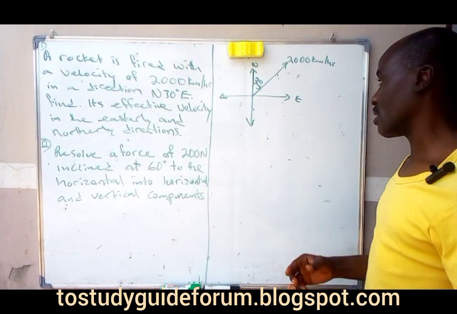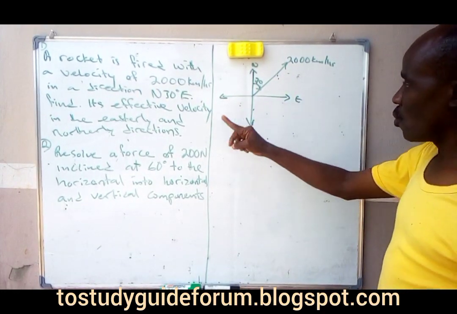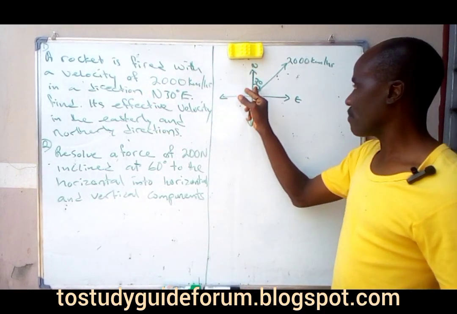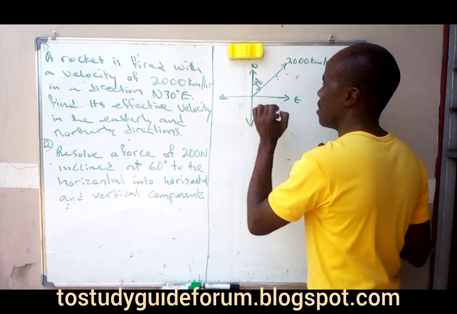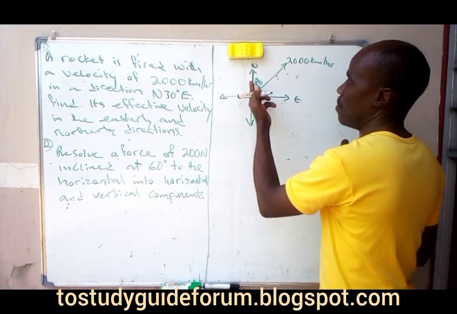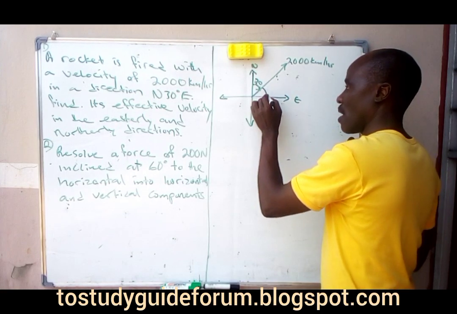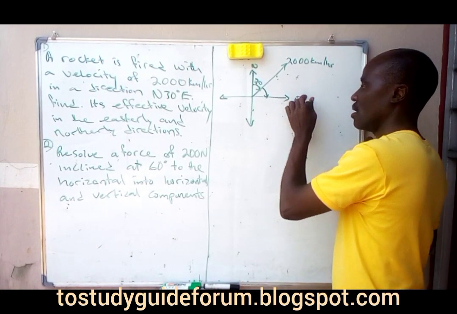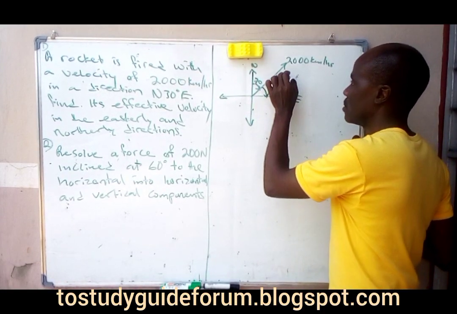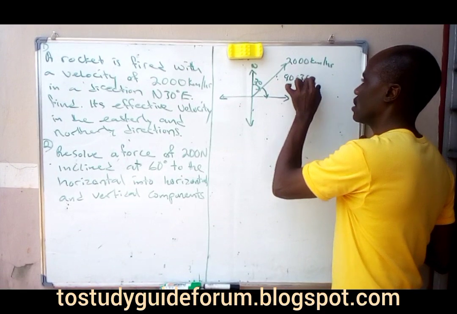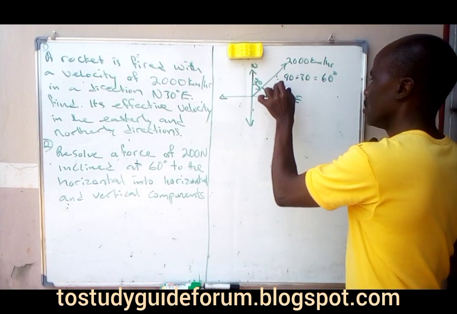Now there are many ways we can solve it, but I want to start with this. This angle that is here can also be used, but I want to work with this angle here. Since the angle from north to east is 30 degrees, to get the angle from the horizontal to the easterly direction, we do 90 minus 30. That will give us 60 degrees. So 60 degrees will be here.